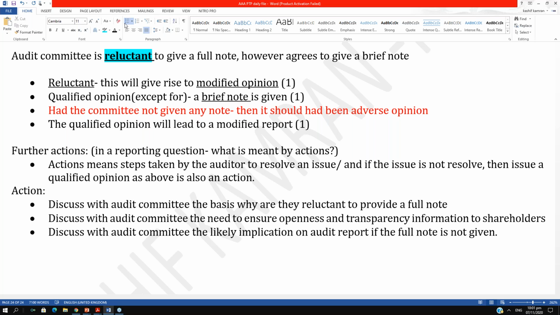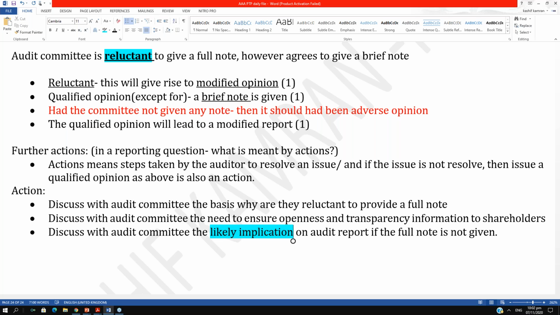Have you discussed the implication on the audit report in a separate part of this question? So you're just writing a journal sentence that you should discuss with the audit committee the likely implication, and you have already informed the examiner of the likely implication. So have we tried taking steps to resolve the matter?